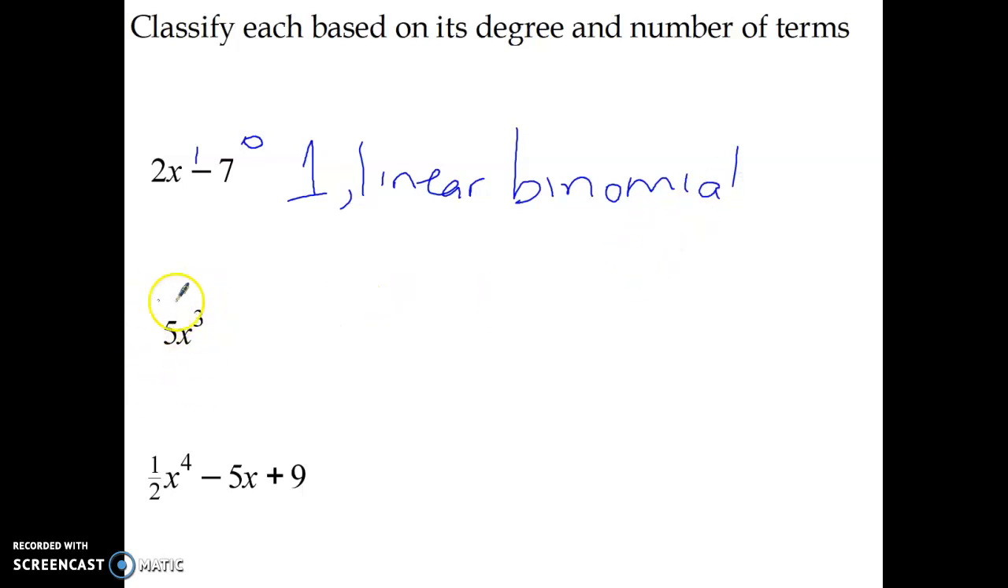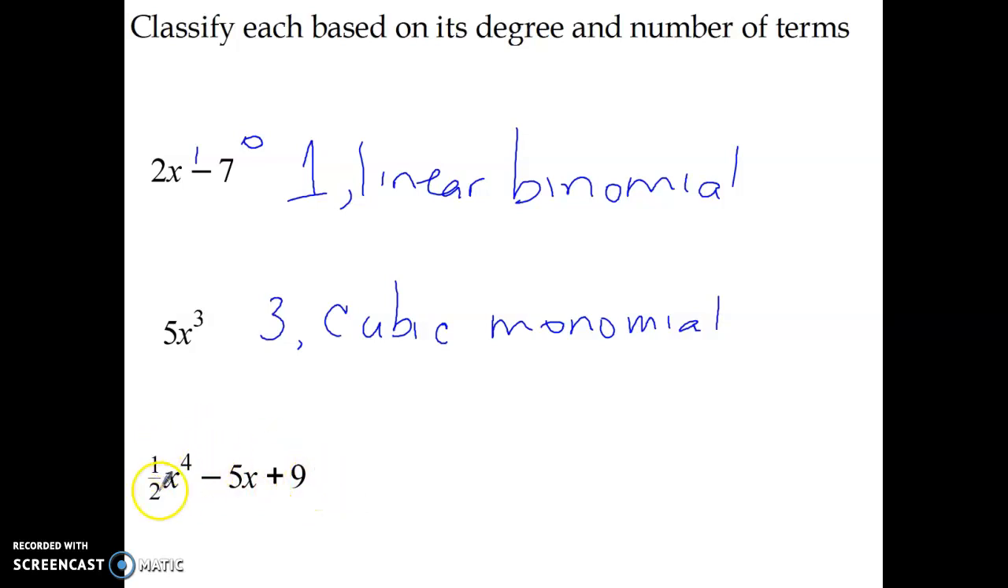All right, let's go to this one. First of all, based on its degree, well, this is a monomial. It only has 1 term there, so that's degree 3. And I remember 3 dimensions like a cube, so this one is cubic. And I already said this one just has 1 term, so this one is a monomial based on its number of terms.